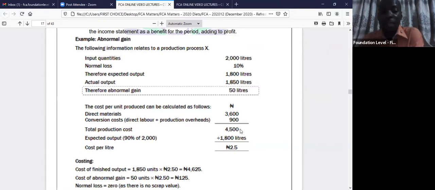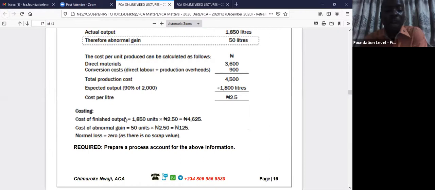Your material and process costs give you 4,500. Still, you will use the expected amount, 1,800. And so your cost per liter of output is 2.5. So what do we do? The output is valued at 2.5. Abnormal gain is valued at 2.5. You see your loss, there is no recoverable value.